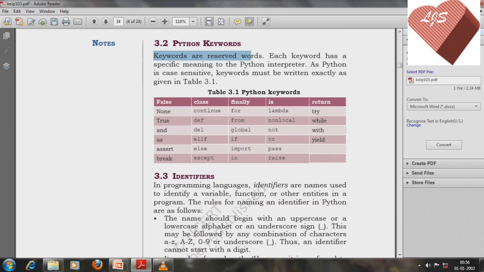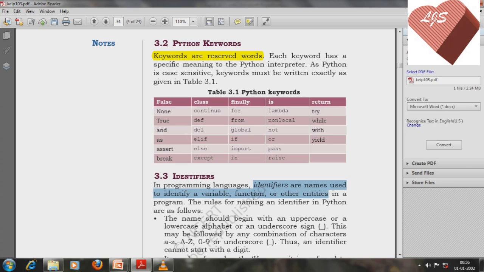So first we have the keywords. Keywords are reserved words. That means the words that convey a special meaning to a language compiler or to an interpreter. While using keywords, keep in mind that Python is case sensitive. As you can see in this table, there are words which start with capital letters and there are some words which start with small letters. So use it exactly as given in the table. You cannot mix up small letters and capital letters since Python is case sensitive.